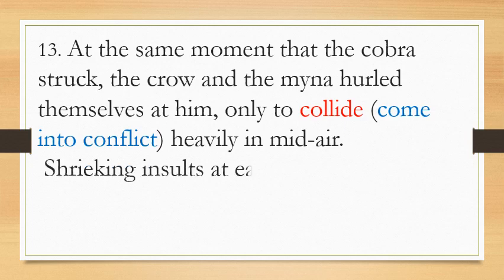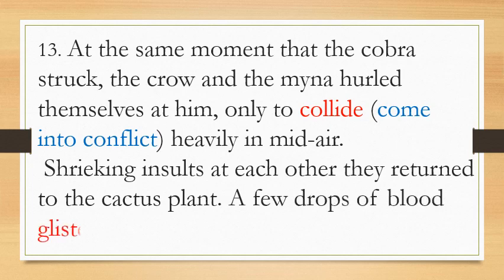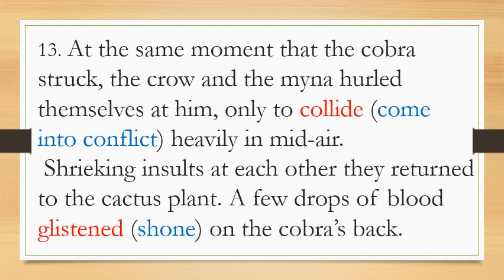Shrieking insults at each other, they returned to the cactus plant. A few drops of blood glistened, means shone, on the cobra's back. Means after making loud short noises of attack, they came back to the cactus plant. Drops of blood were shining on the cobra's back.